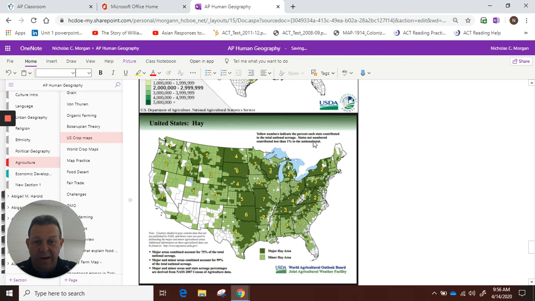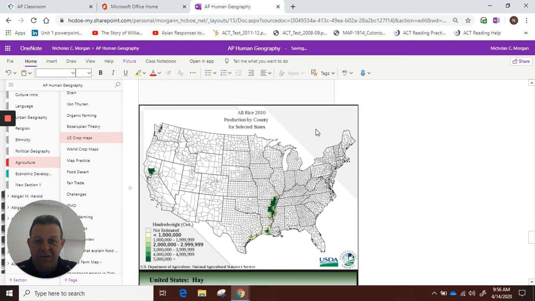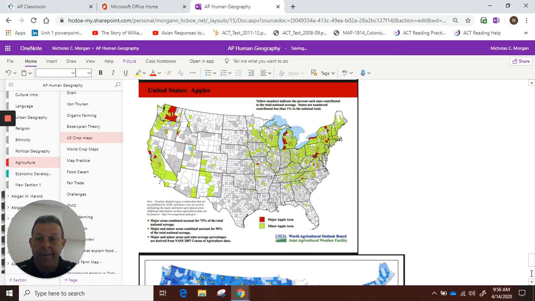Here is one for hay, which is obviously used to feed the animals, horses, cattle. And this is rice production. This is very clustered along the Mississippi River. Okay. Apple production is concentrated in, you can tell cool weather is good for apple production. New York, the Big Apple, think about it that way. Washington, famous for apples. So just like cotton needs that warmer weather, apples need the cooler weather.